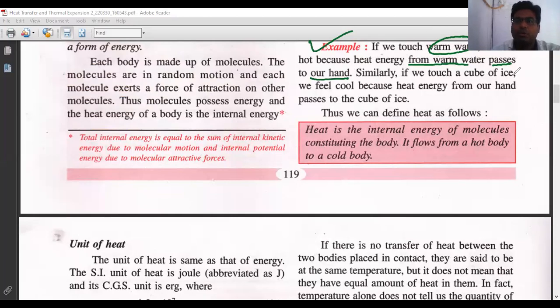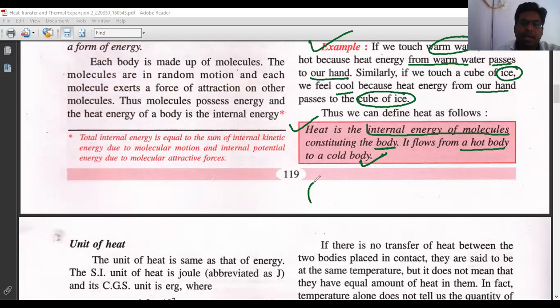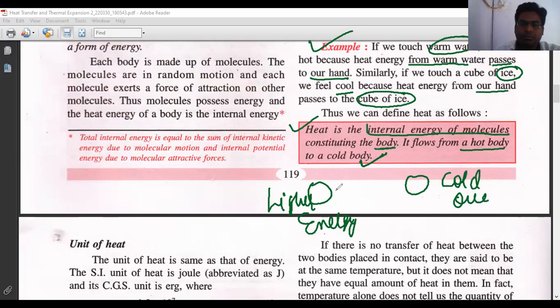Similarly, if we touch a cube of ice, we feel cool because heat energy from our hand passes to the cube of ice. Thus, we can define heat as the internal energy of the molecules constituting the body. Heat flows from the hot body to the cold one, so heat transfer is always from higher energy to lower energy.